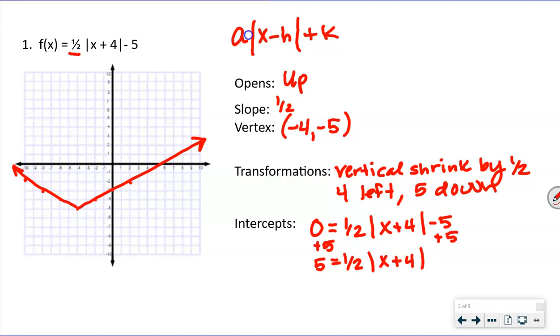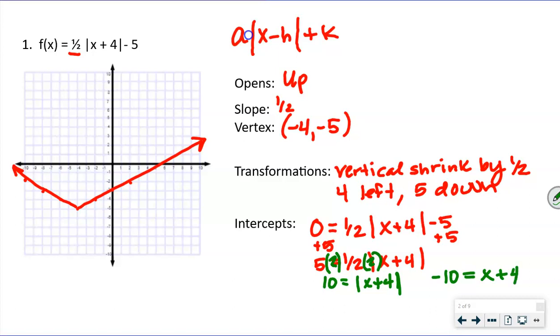How do we get rid of that 1/2? We multiply both sides by 2. So that's going to give us 10 equals the absolute value of x plus 4. So now this is where you need to solve for both a positive 10 and a -10. So I'm going to put a -10 over here, and that's because the absolute value of -10 is positive 10. So we're going to do it both ways, okay?